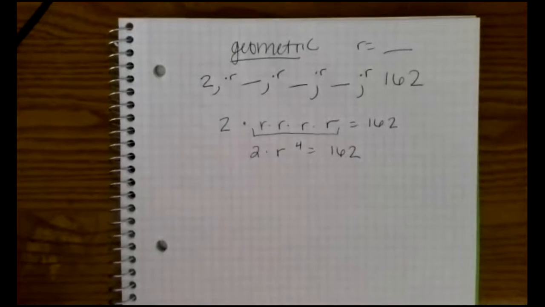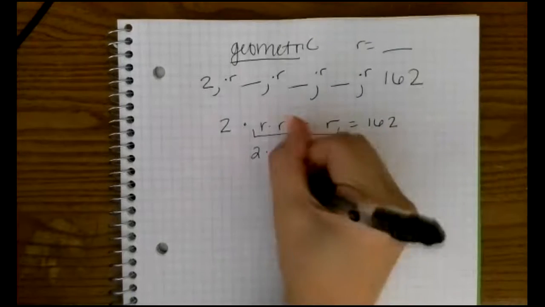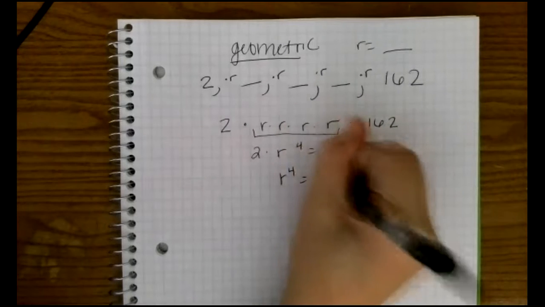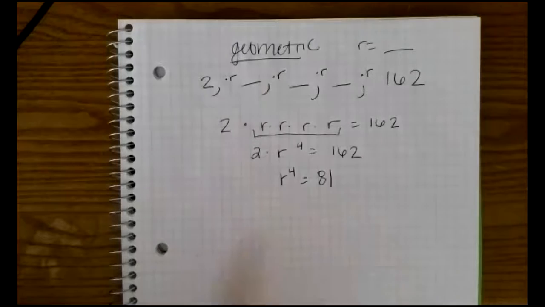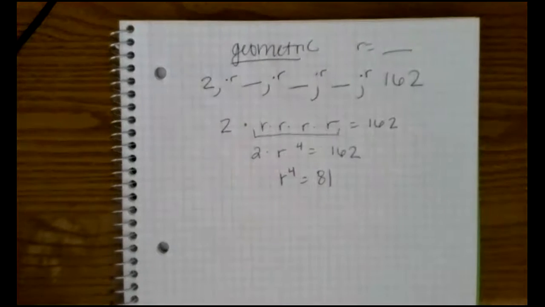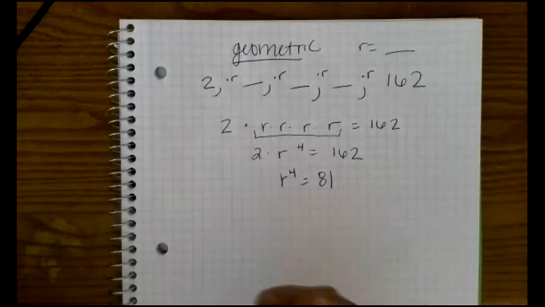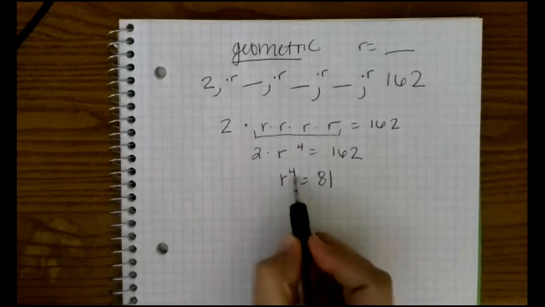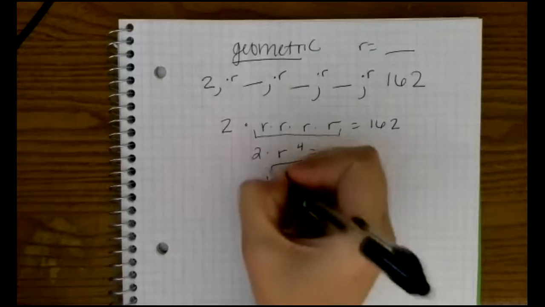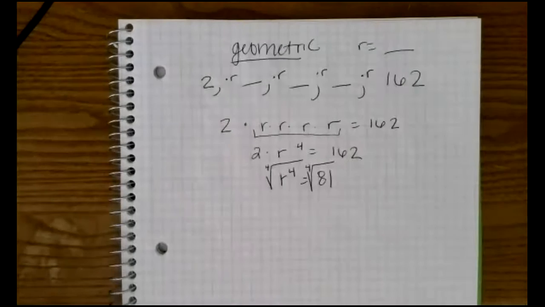So to solve this, I'd want to divide by 2 first. And then think about, if this was r squared, you would square root both sides. If this was r to the 3rd, you would cube root both sides. Since it's r to the 4th, we're going to take the 4th root of both sides, right?